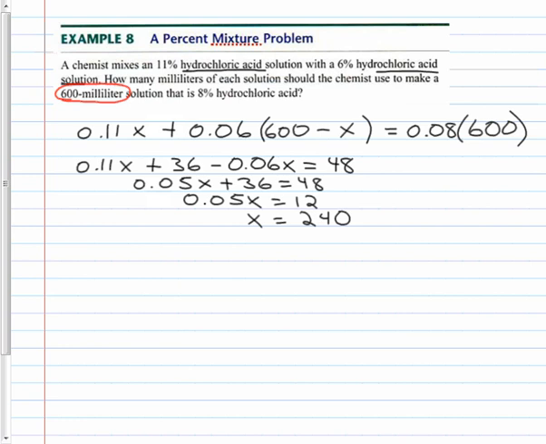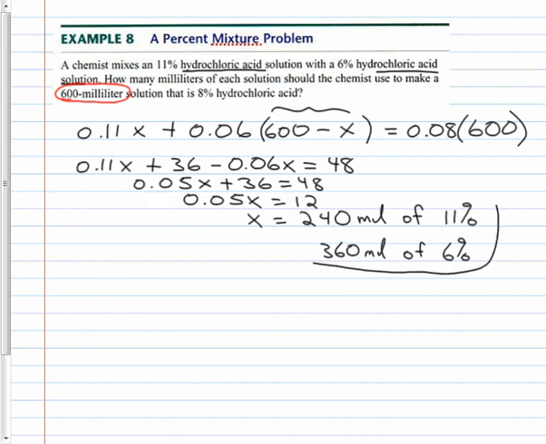240 milliliters of, where did our x? The 11%. So how much is the 6%? Yeah, take 600 and subtract the 240, 360. There must be 360 milliliters of the 6% in order to give us what we want.